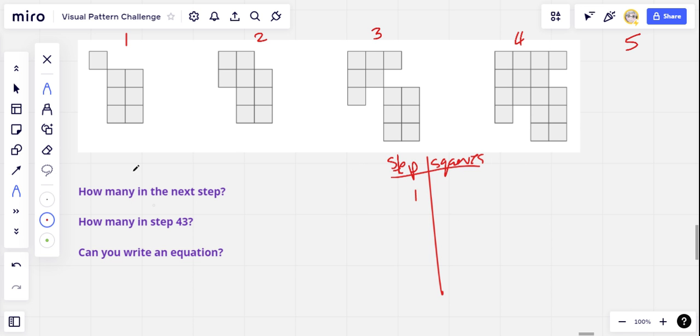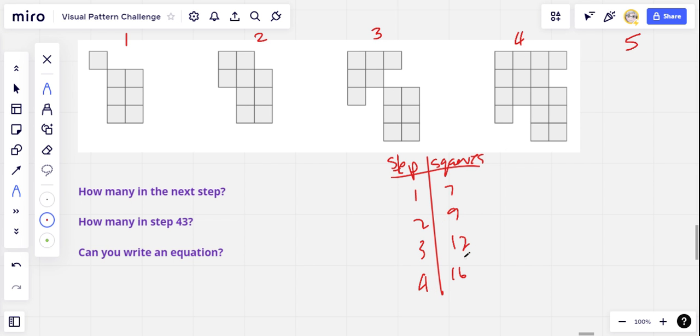And let's see, in step 1, that's 6 plus 1 is 7. In step 2, we've got that 6, but now plus 3, so that's 9. And in step 3, 6 plus 6, 12. And in step 4, we've got that 6 plus 1, 2, 3, 4, 5, 6, 7, 8, 9, 10. So that should be 16.